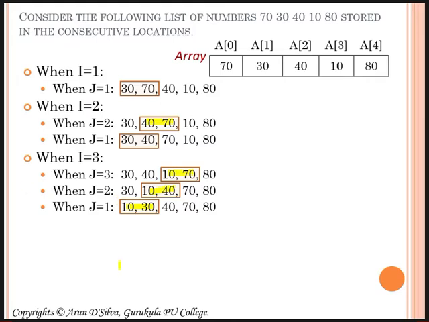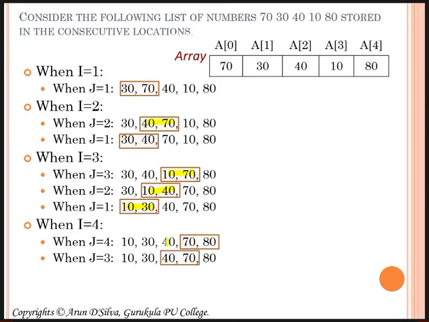The outer loop is increased, now i becomes 4. When i becomes 4, j also becomes 4. Now the fourth and third location values will be compared. Here 70 and 80 are there. So 70 is anyway smaller than 80, so it will not be interchanged. Next, the j value becomes 3. 40 and 70 will be compared. 40 is anyway less than 70, so it will not be interchanged.